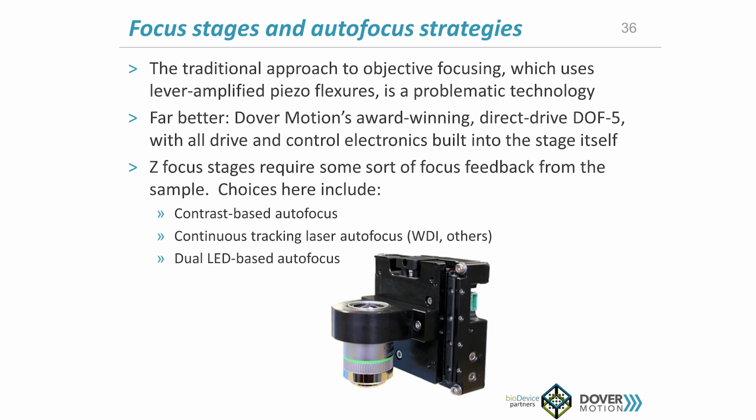Dover Motion's award-winning DOF5 is a direct drive stage with built-in counterbalance and complete drive and control built in, typically with 5 nanometer resolution, which is well below the depth of field of even the highest NA objectives. Again, though, there has to be a way to tell the DOF5 where to focus, and this is the function of an autofocus system. In some cases, this is done by what's called contrast-based autofocus, which involves taking a series of images through the vertical space and deciding which one is the sharpest and using that.